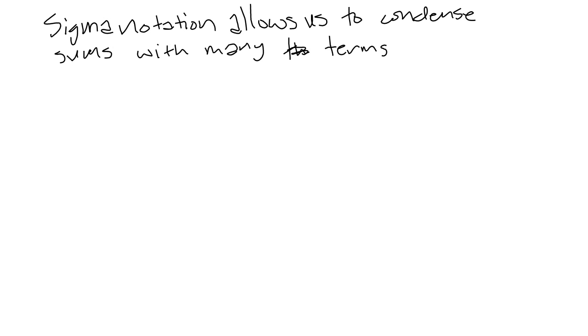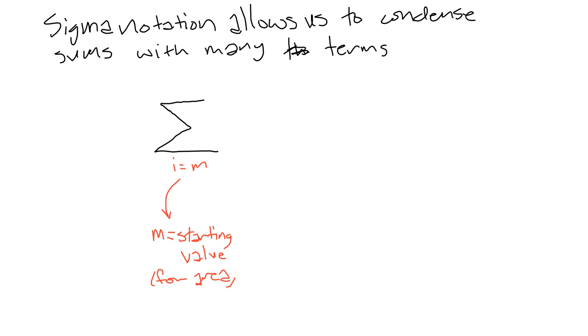So the way you're going to write it is you're going to have your basic sigma, an uppercase sigma, which looks like this, a little kind of like an E. And then you're going to have i equals m, and in this case, m is going to be your starting value. In this case, we're usually going to use 0. And like so, yeah, for area, wait, 1, I misspoke.